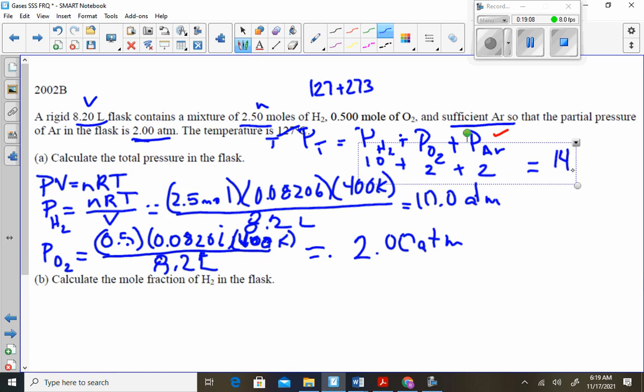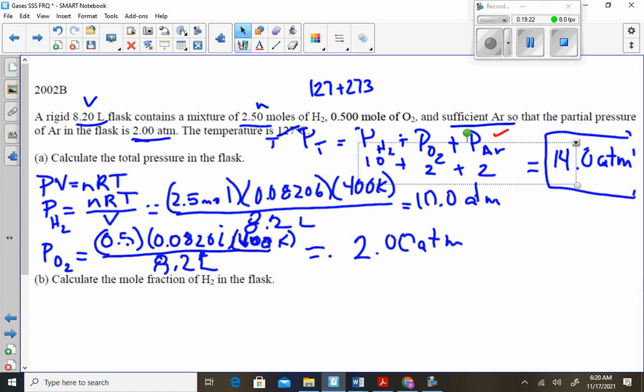And so if this is 10, and this is 2, and this is 2, we get a total of 14, and this should have 3 sig figs. So I'm going to add a 0 after the decimal, and we have 14.0 atmospheres. So points on this, you got 1 point for finding the partial pressure of hydrogen. You got 1 point for finding the partial pressure of oxygen, and 1 point for adding them together to get the total pressure.